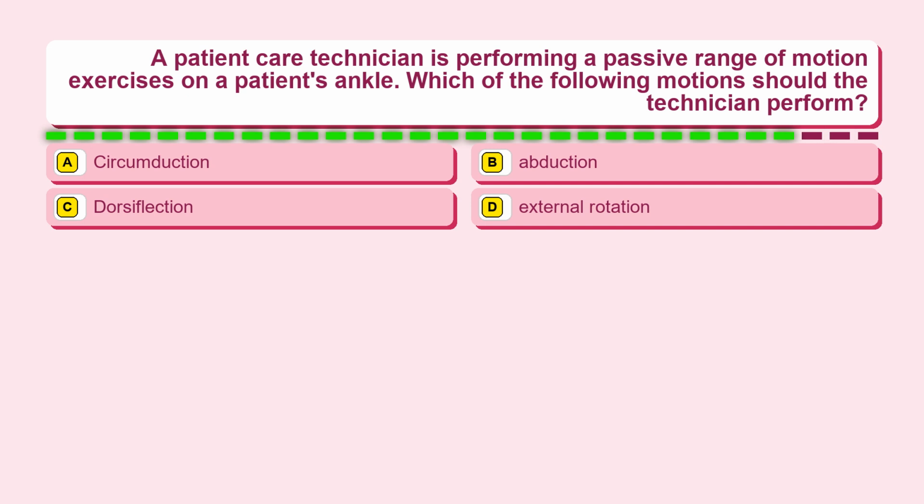Question 30. A patient care technician is performing passive range of motion exercises on a patient's ankle. Which of the following motions should the technician perform? Option A. Circumduction. Option B. Abduction. Option C. Dorsiflexion. Option D. External rotation.